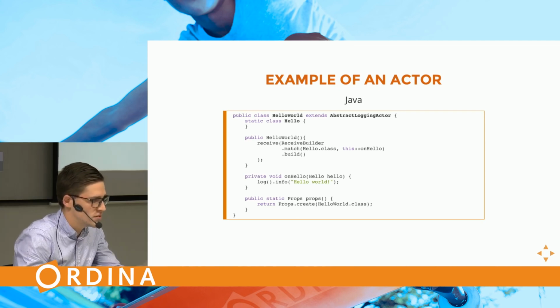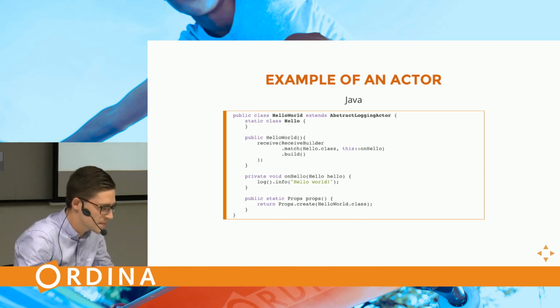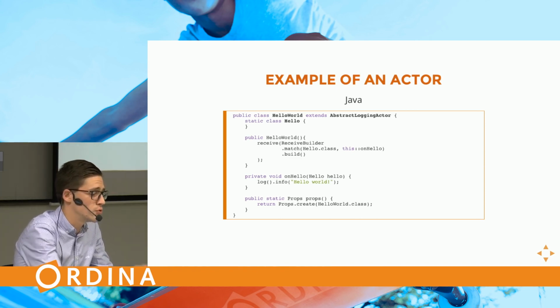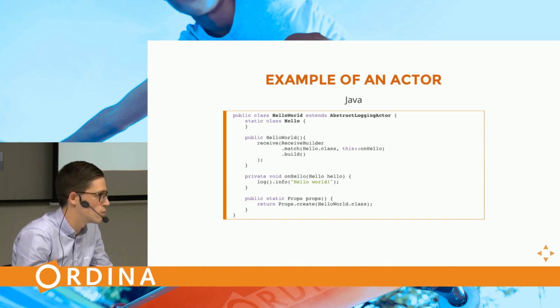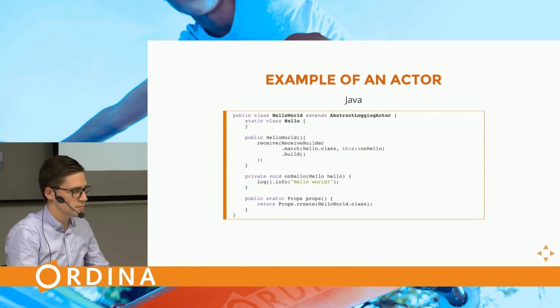So you see that the onHello method receives the message that's been sent, and just for this simple use case we just log a hello world. But you would typically respond by creating something in the database, for example, or sending a message to a different actor, or any other logic that you can think of.